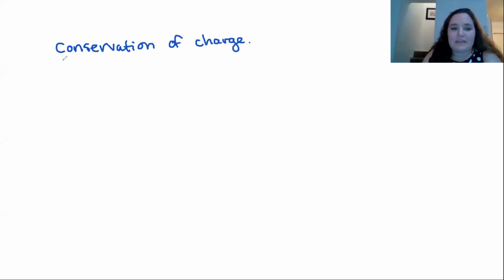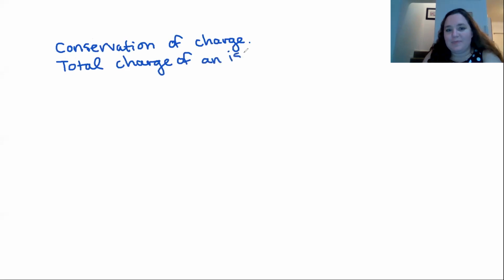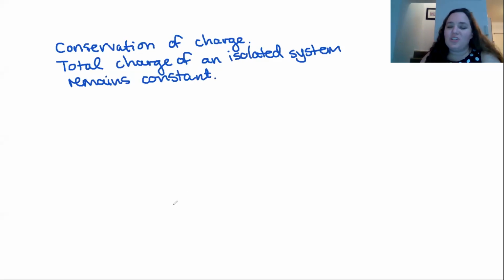Basically, this says that the total charge of an isolated system remains constant. All right, so this means that if we've got a whole bunch of charged objects and we add together all of their charges and then we touch them however many times we want or however much we want, the total charge afterwards will be the same. And the reason, quite simply, is that charge cannot be created or destroyed.